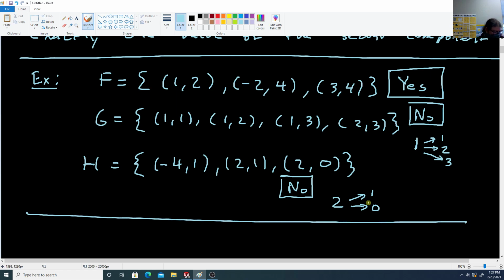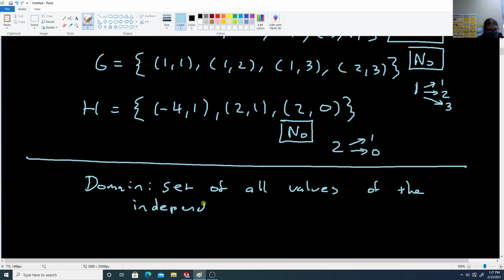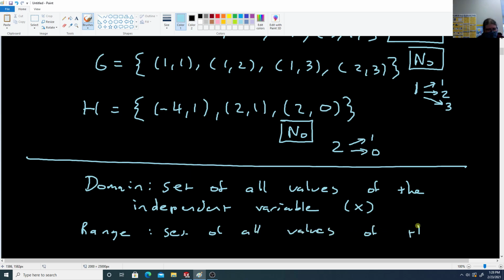So next they're going to give us a couple of things where they want us to find the domain and range. So the domain is the set of all values of the independent variable, and that's usually going to be x. And the range is the set of all values of the dependent variable, which usually is y.